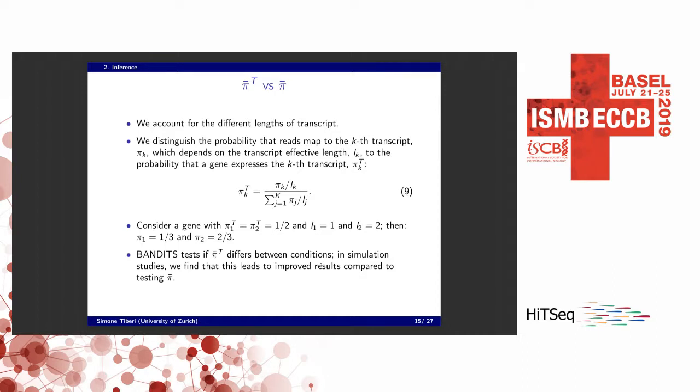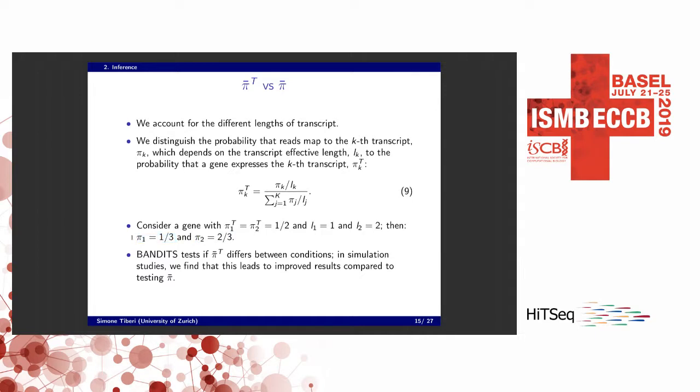So if you take a very simple example where we have a gene with 2 transcripts, does this work? Okay, I'll use the mouse. So if you have a gene with 2 transcripts that have equal probability of being expressed, but obviously one is twice as long as the other one, then clearly you will observe, on average, 2/3 of the reads mapping to the second transcript and 1/3 mapping to the first one.